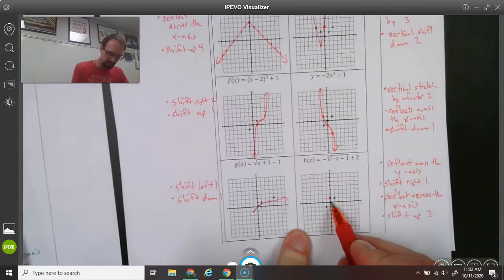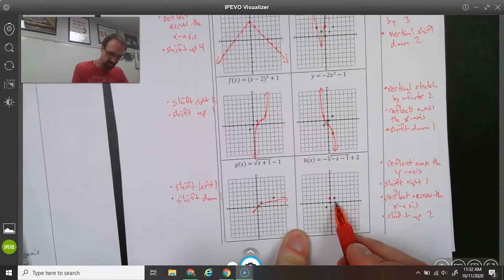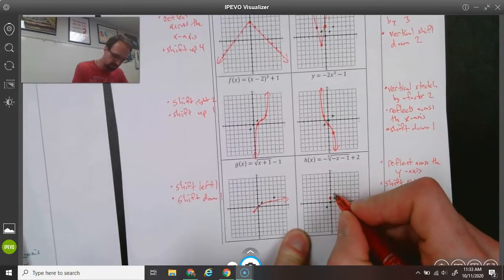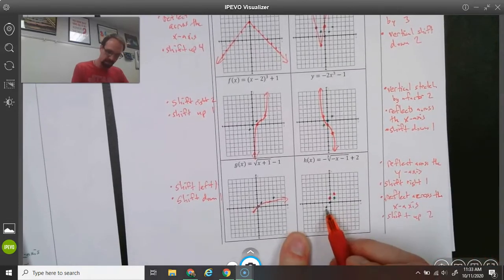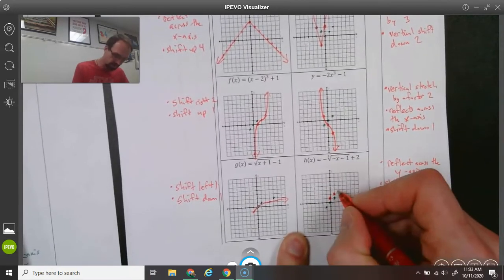The origin reflects across the y-axis, doesn't move. Shift right 1 doesn't change. Reflect across the x-axis, doesn't change. And then shift up 2 takes me up here. Then here, reflect across the y-axis, takes me over here. Shift right 1 takes me here. Reflect across the x-axis, takes me here. And shift up 2 takes me here.